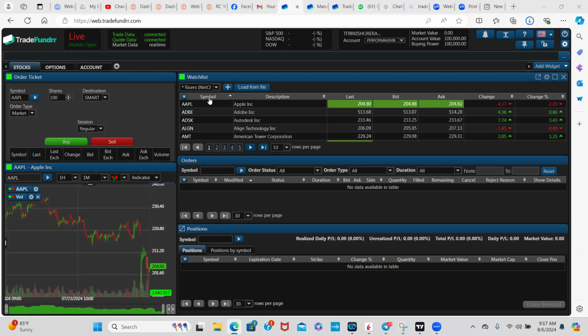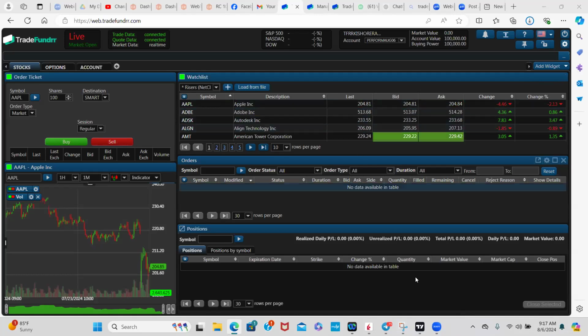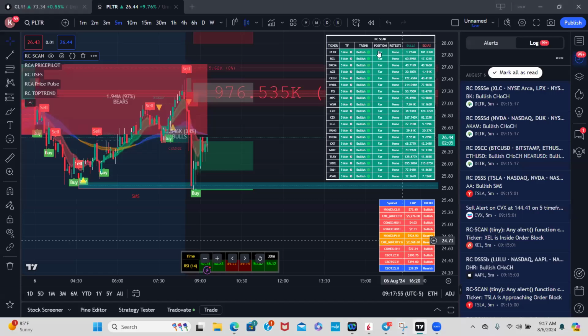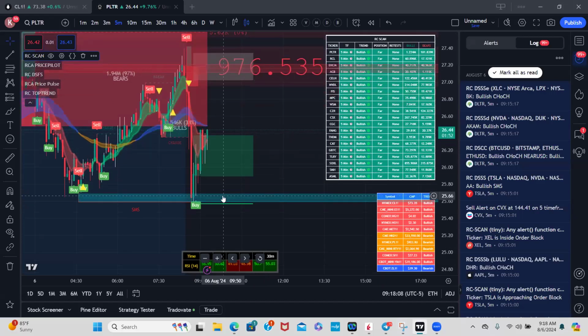So the risk is low when you trade with stocks compared to futures. If you see any stock, for example, today we have all these stocks. If any stock comes to a good bullish order block, suddenly you see a big bullish order block, that means there is a high possibility for PLTR to go to $27. It came to the bottom, you got a buy signal. Whenever you get a buy signal, this is an order block, there is a big strong support.